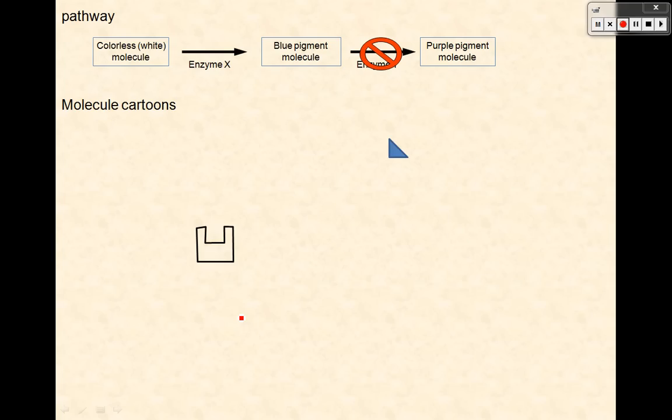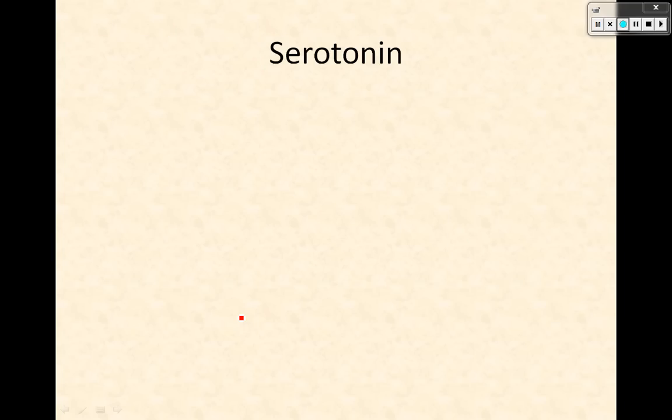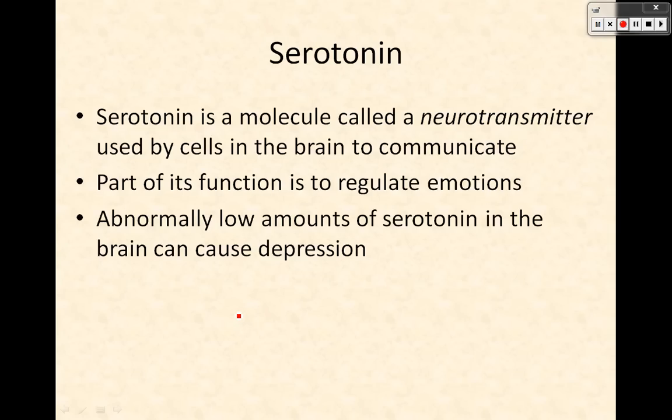All right, so now let's look at a real life example. Let's look at serotonin. Serotonin is a molecule in our bodies. It's a neurotransmitter, meaning it is transmitted between neurons in our brain. The neurons are, of course, the cells in our brain that help us communicate, but they communicate by these chemicals called neurotransmitters. So having or not having certain chemicals helps regulate all sorts of things. And serotonin, one of the things it does is it regulates emotion.